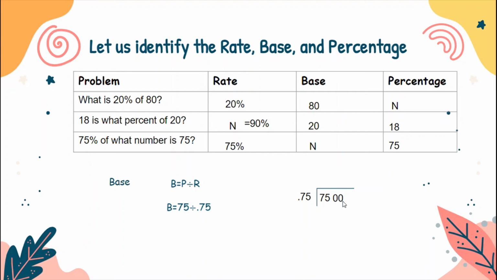75 divided by 75, that's 1. 1 times 75 is 75. 75 minus 75 is 0. Bring down 0. 0 divided by 75 is 0. 0 times 75 is 0. 0 minus 0 is 0. Bring down 0. 0 divided by 75 is 0. Minus it with 0, the answer is 0. So the base for this one is 100.